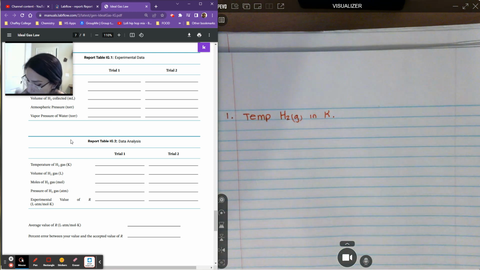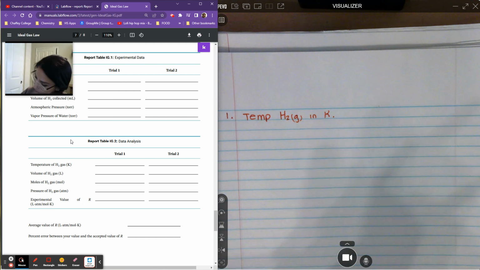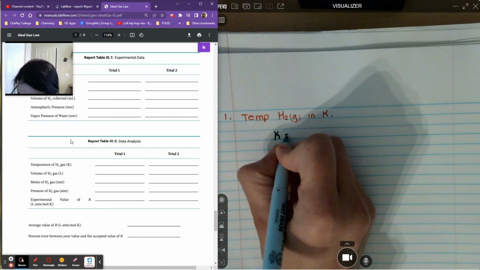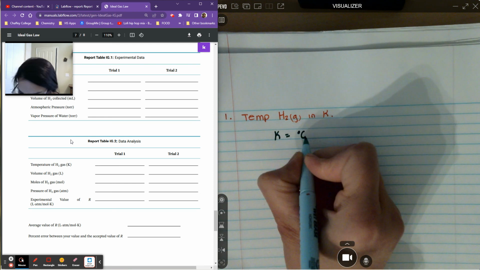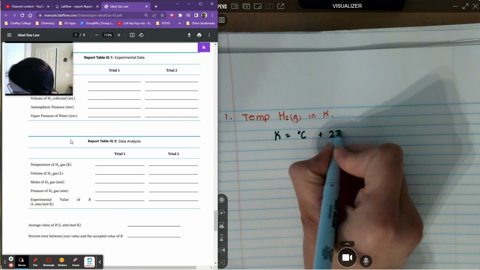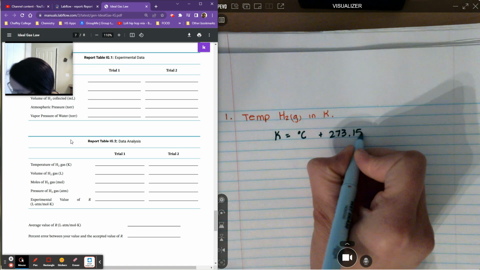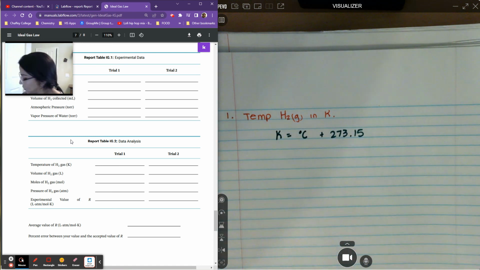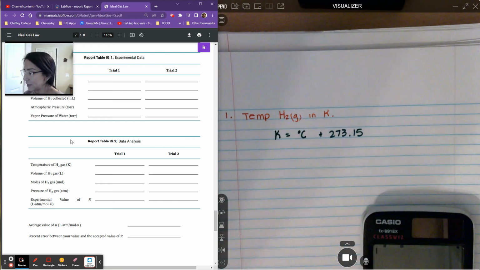Now, if we recall, in order to do this, Kelvin is equal to degrees Celsius plus 273.15. Kelvin is equal to degrees Celsius plus 273.15. I'm going to grab my calculator because I like having a calculator.